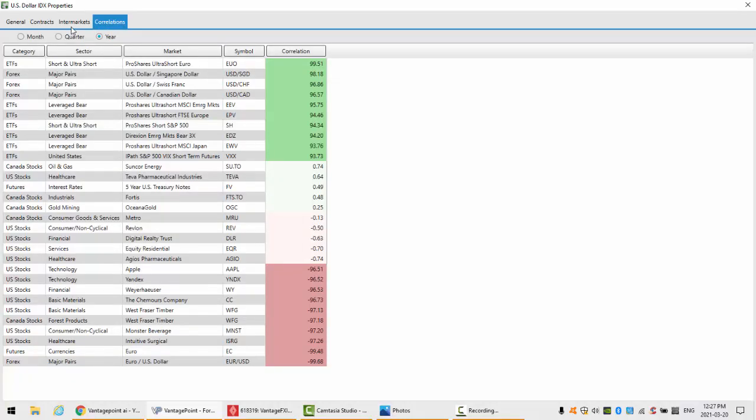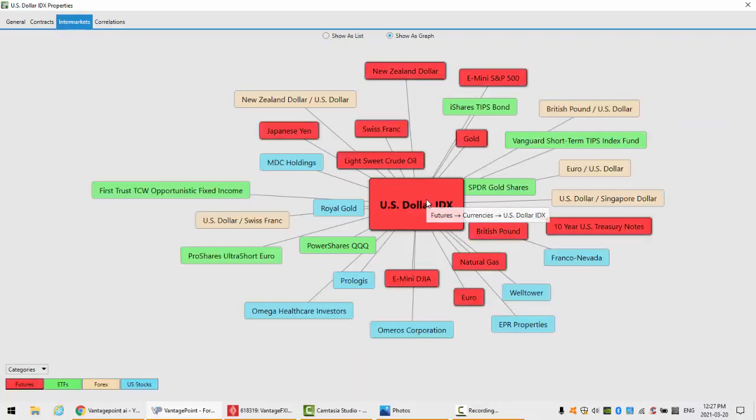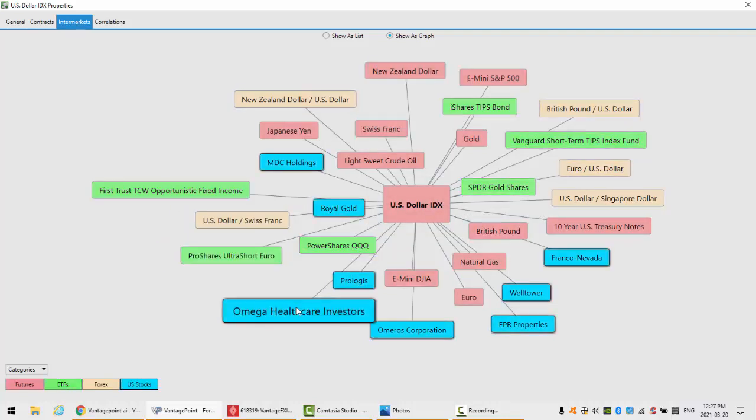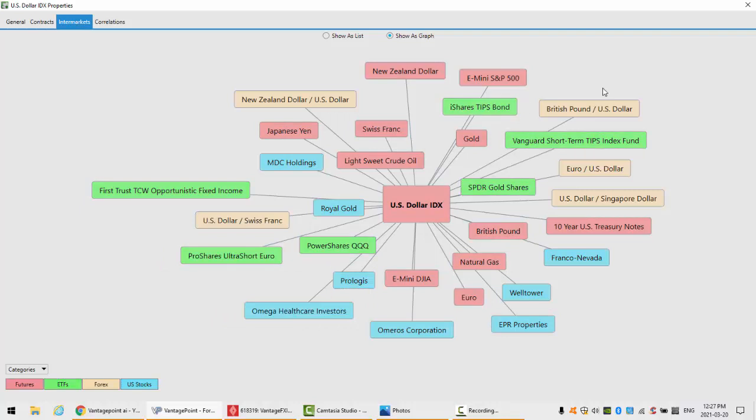So when we look at these correlated markets, we want to understand what's truly driving these markets. If we look at, for example, the US dollar index, we can see that internally in the VantagePoint software, it's looking at 31 other markets that have an extremely high correlation. Institutional money is not just trading the dollar. They're trading the 10-year note, the British pound, natural gas, the E-mini, the euro, the Swiss franc, gold. All of these are tied together in some way, along with a number of other individual stocks, ETFs, and futures.